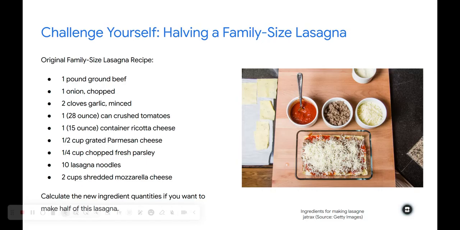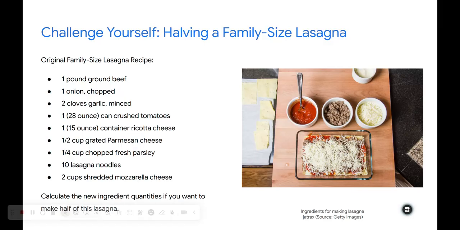Then we have a 28-ounce can of crushed tomatoes. So we're going to either take 1/2 a can, or usually the store has a 16-ounce can of crushed tomatoes. Now we have a 15-ounce container of ricotta cheese. We're most likely going to take half of that container because most stores don't usually have a 7.5-ounce container.